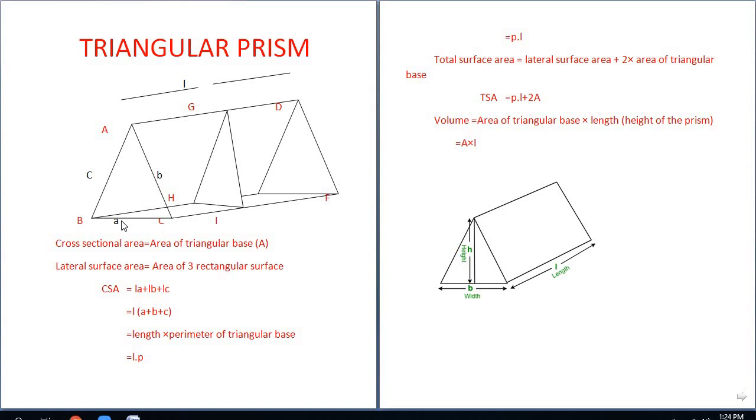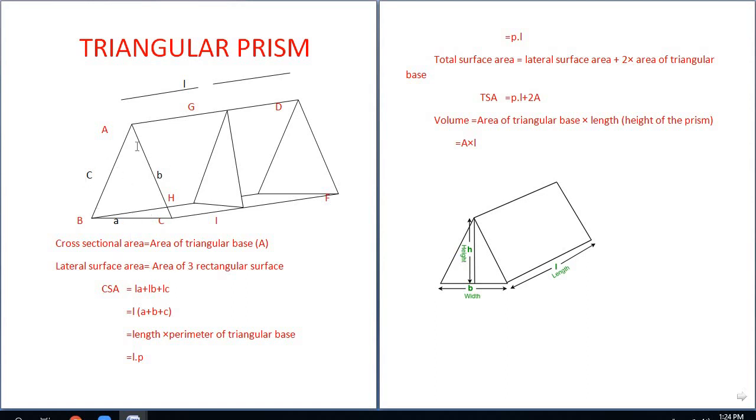Similarly, if it is a scalene triangle, we can use the formula by calculating the semi-perimeter. We can calculate the semi-perimeter by using the formula S equals A plus B plus C upon 2, that is the sum of all sides by 2, and we can use the formula area of scalene triangle equals root under S into S minus A, S minus B, S minus C.